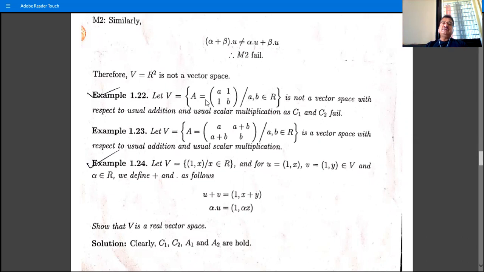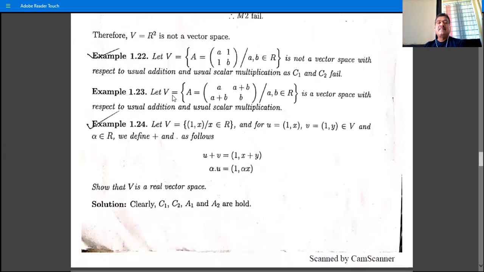So if we take this element as (2, 1, 1, 3), and if we take a scalar as 2, then 2 times this element becomes, here we have 2, here we have 2, and it is not an element of the set. C2 fails also. So give any one counterexample for either C1 or C2 and show this set is not a vector space.